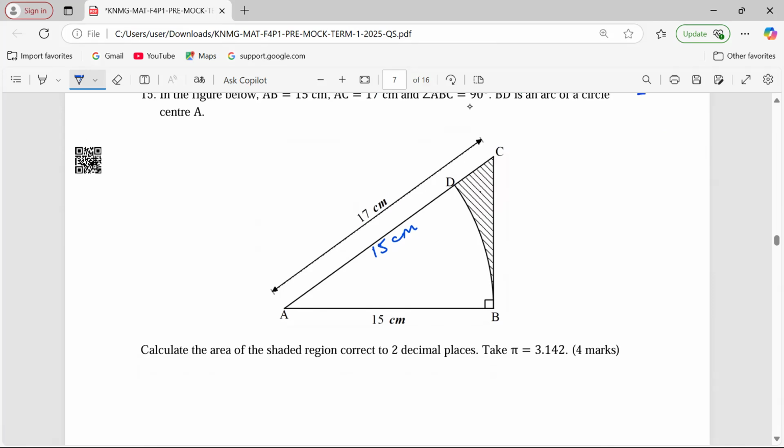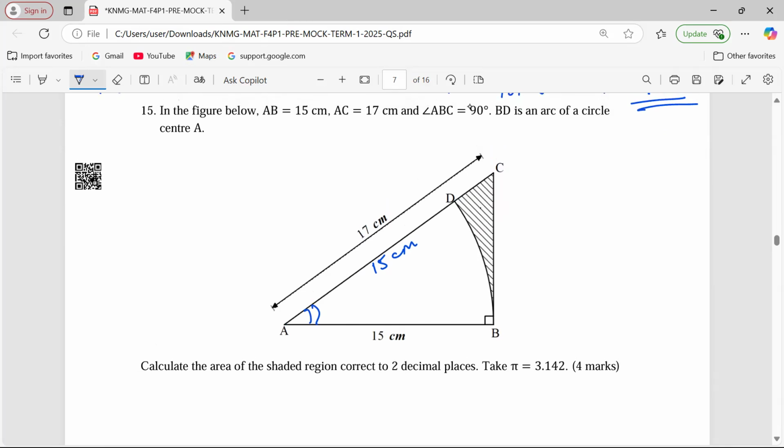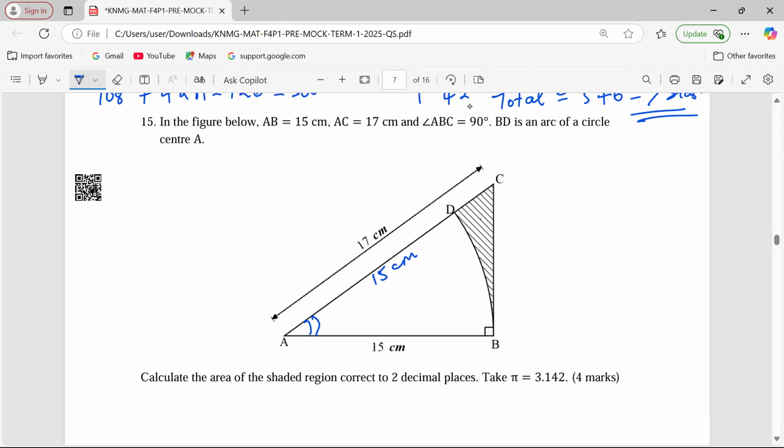To two decimal places, pi should be 3.142. Let's get the height first. You can either get the height or the angle at this point, because the area of a triangle can be found with two sides and an angle, or with the base and the height. So let's apply any of those approaches to get the area of the triangle first, because for me to get the shaded region, I'm supposed to get triangle minus sector.